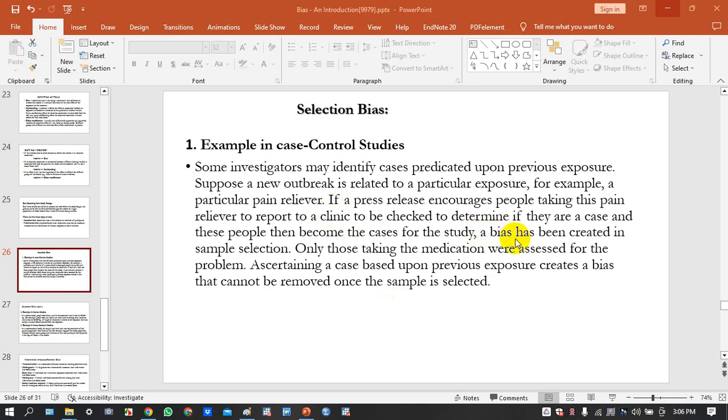So there is a bias. You taking the drug means that you have the disease or the condition. What about those who did not take the drug and still have the disease or condition? Or what about those who took the drug and didn't get the condition? So it's a bias. So bias has been created over here. Only those taking the medication were assessed for the problem, leaving out those who didn't take the medication. So ascertaining a case based upon previous exposure creates a bias that cannot be removed once the sample is selected.